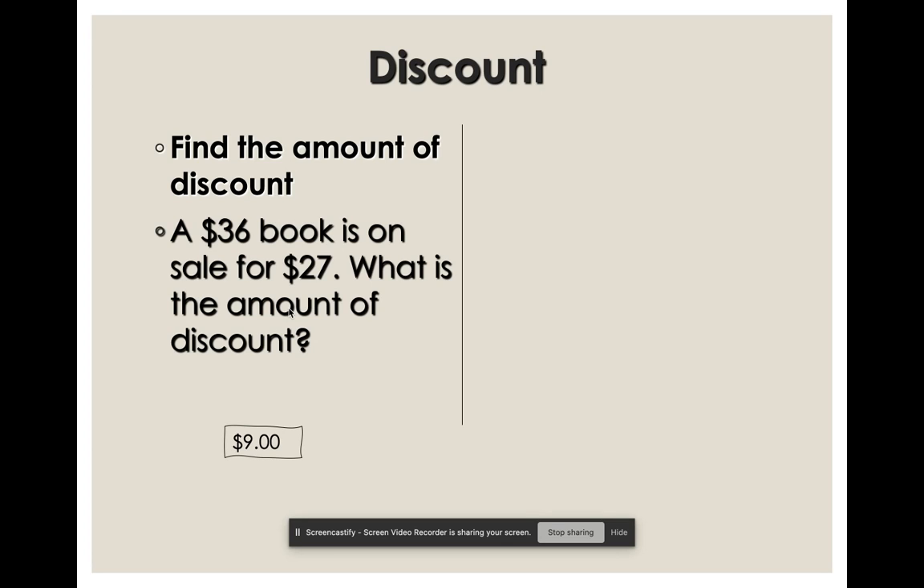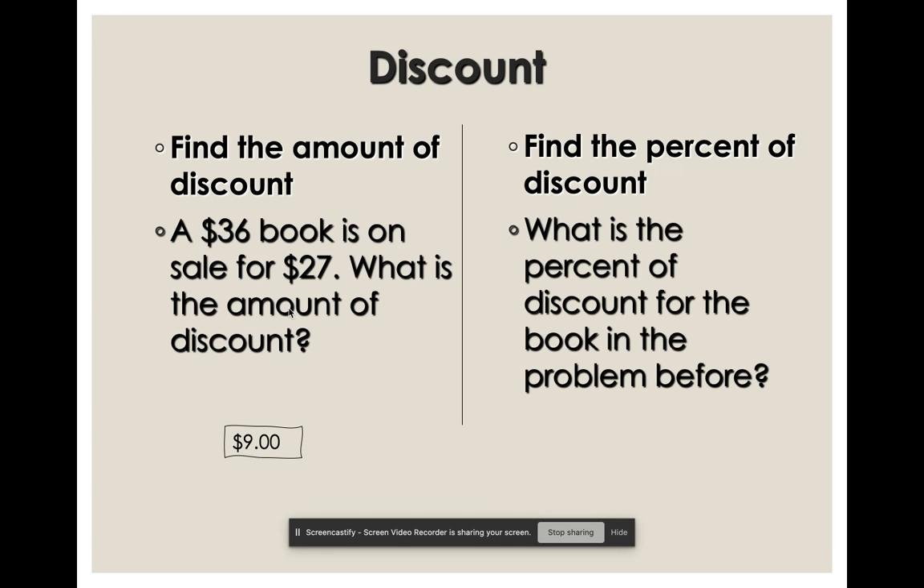Once you solve that proportion, you should get $9. It wants you to find the percent of discount here. Oh, sorry, that's the amount of discount. Now it wants you to find the percent, which is what we just talked about. And that would have given you 25%.